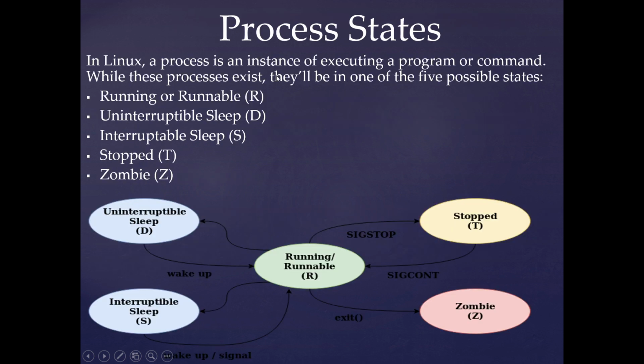And I am going to discuss the process state. In Linux, a process is an instance of executing a program or command. While this process executes, it will be in one of 5 possible states: running or runnable, interruptible sleep, uninterruptible sleep, stopped, and zombie. This is the diagram for the process state.